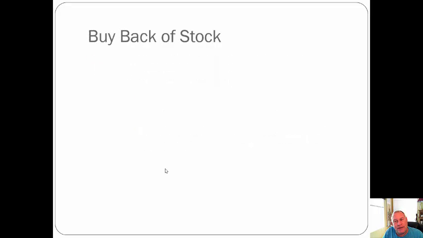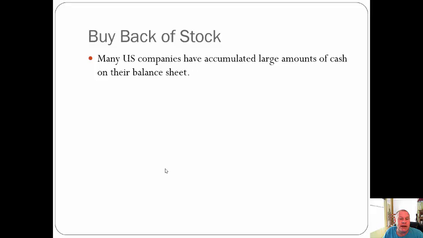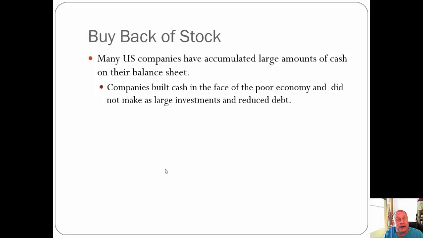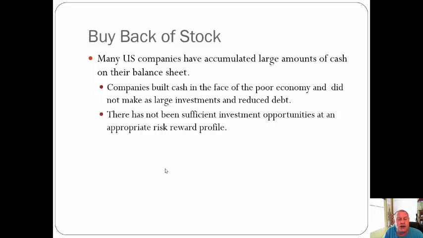You have the buyback of stocks. Many U.S. companies have accumulated large amounts of cash on their balance sheet. They built cash in the face of the poor economy and didn't make as large investments and reduce debt. But what they found, if you want to buy back your stock, that's essentially saying that you can't make as much money on the cash that you have. So if you reduce the equity, that will increase our ROE.